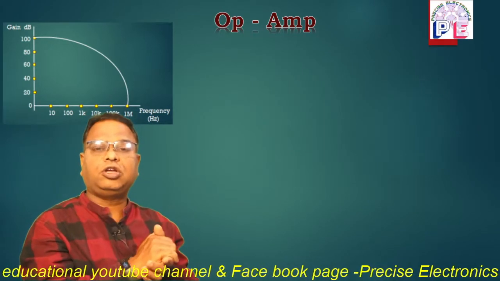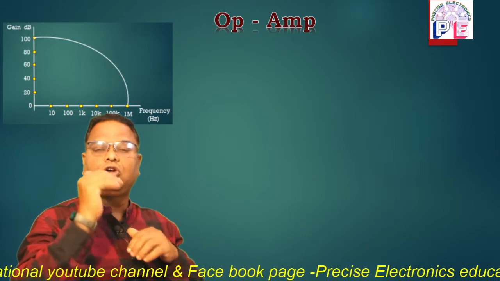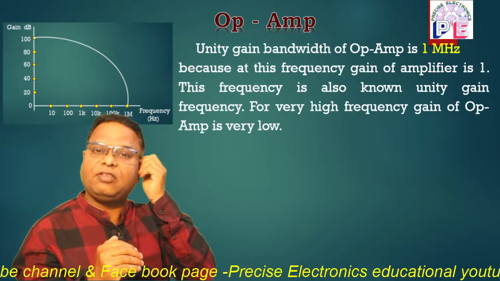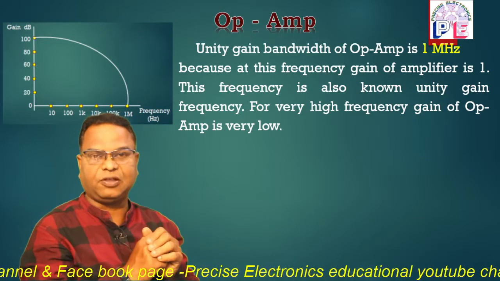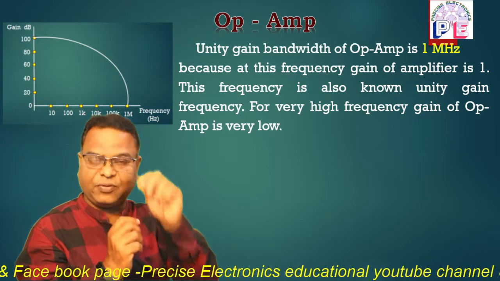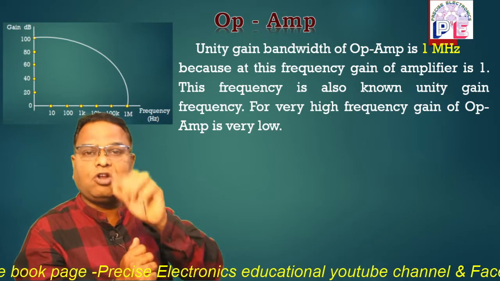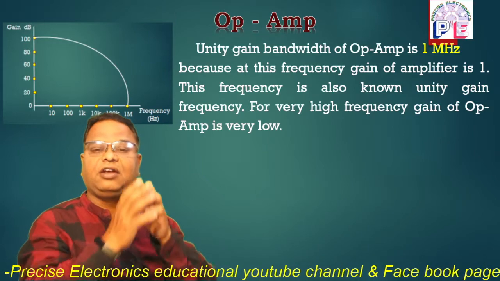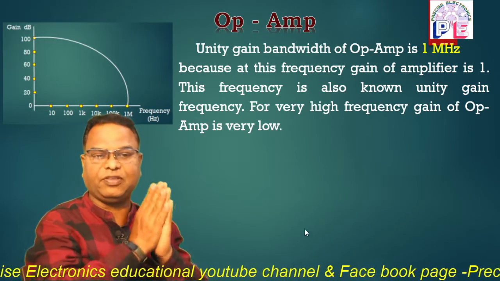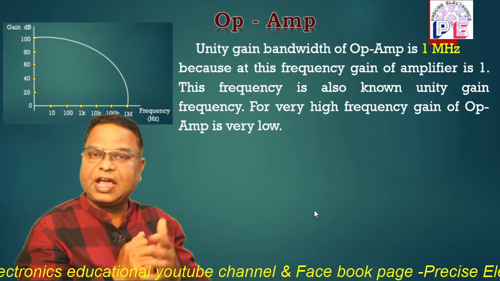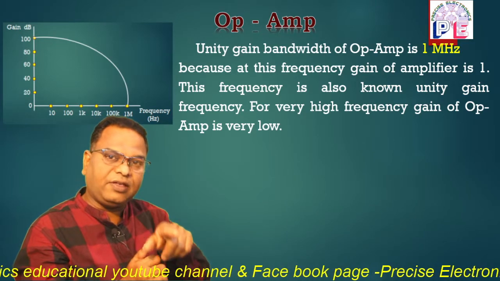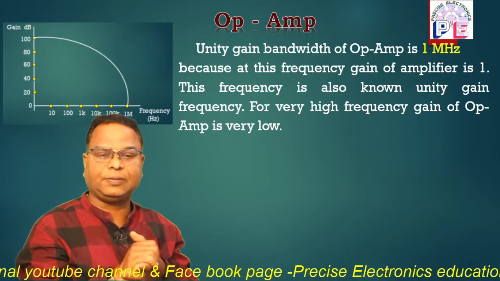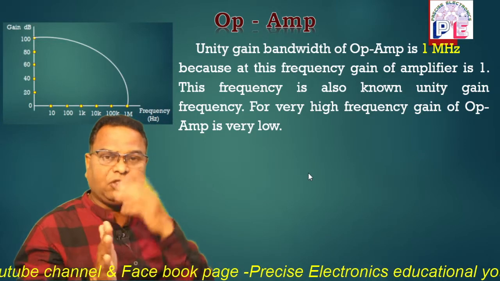Now we have to find out the unity gain frequency or unity gain bandwidth. The unity gain bandwidth of the op-amp is 1 megahertz. It is a high frequency, because at this frequency the gain of the op-amp is 1. That's why it is known as the unity gain frequency. For very high frequency, the gain of the op-amp is very low, and at very low frequency, the gain of the op-amp is very high.